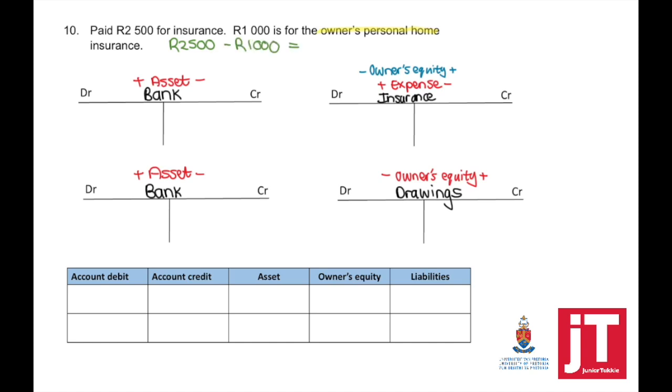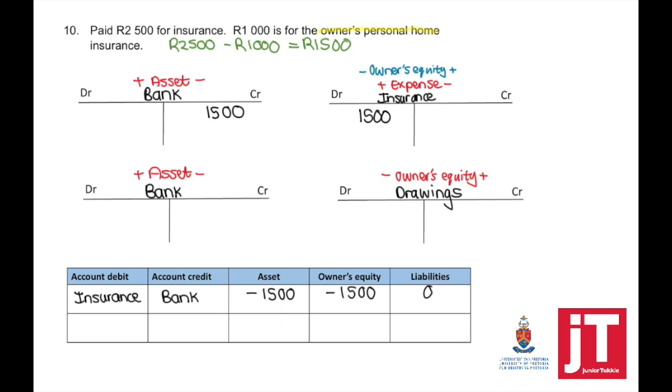2,500 minus 1,000 means that 1,500 was paid towards the business insurance. That is a business expense. Bank will be credited and the insurance account will be debited. To show this on the accounting equation, we're going to say account debited, insurance, account credited, bank, assets minus 1,500. Because my expense increased, it will have a negative effect on the owner's equity, minus 1,500. Nothing happened with your liabilities.